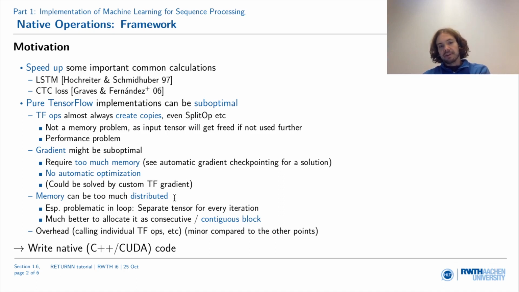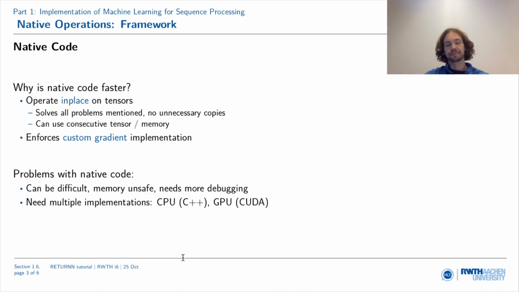Memory can be distributed on the GPU. Especially when you have a loop, you would get a separate tensor for every single iteration. So then it's very much distributed, and this is very inefficient. It's much better when you have one consecutive contiguous block of memory. There's also some overhead by the individual TensorFlow operations, although this is really minor compared to the others. And TensorFlow would automatically compile it when you enable XLA. So the solution is to write native code.